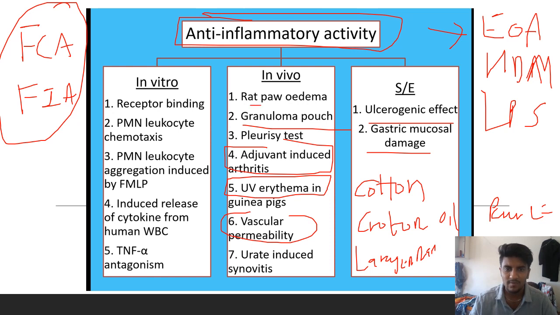Then we have the granuloma pouch pleurisy test model, right? You inject a drug and a pouch is created, and that pouch causes inflammation. Whenever there is a subcutaneous injection, you can experience a bulb-like condition in that area. Then we have in vitro models: PMN leukocyte aggregation, polymorphonuclear chemotaxis model, receptor binding. PMN is polymorphonuclear leukocytes. TNF alpha antagonism. These are all models for anti-inflammatory activity.